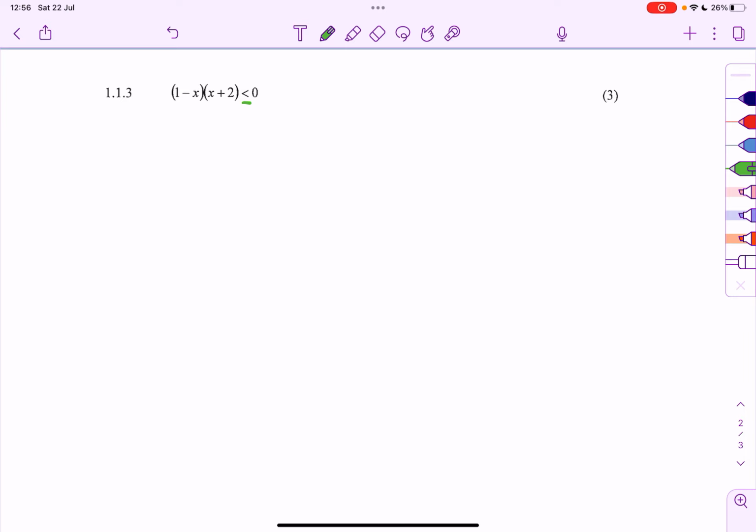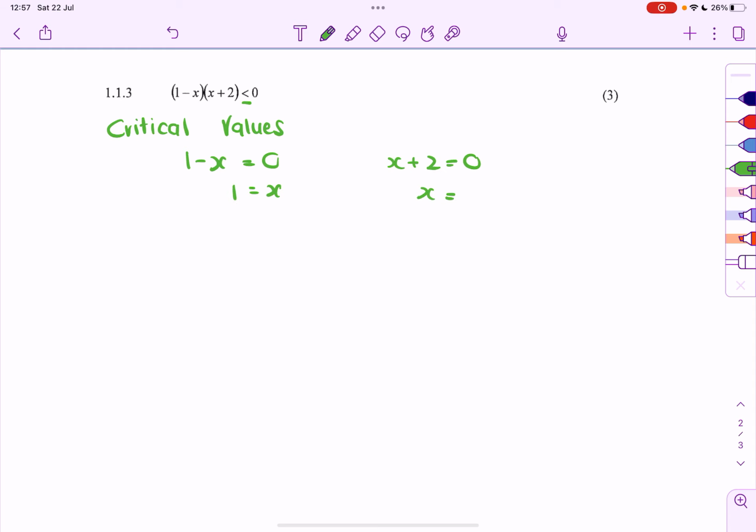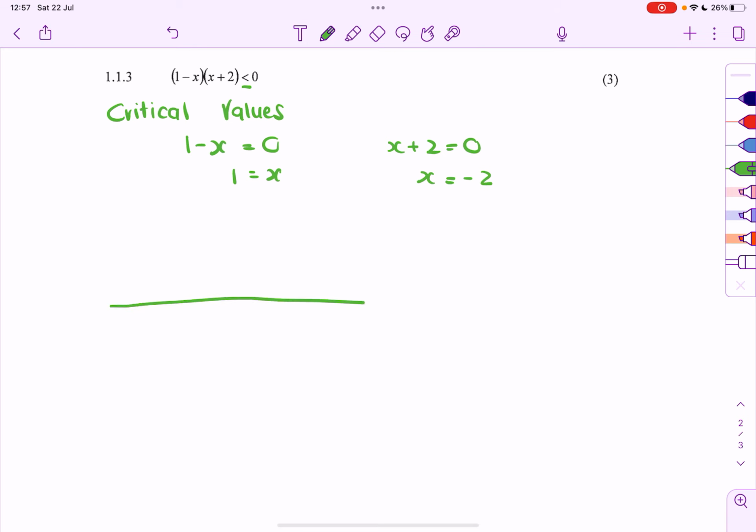First step for a quadratic inequality, find the critical values. How are we going to find the critical values? Well, we just equal it to 0 and find what x is. So in this case, x is equal to 1, and in this case, x is equal to minus 2. Now, let's put it onto a number line. We would have minus 2 here and 1 here.